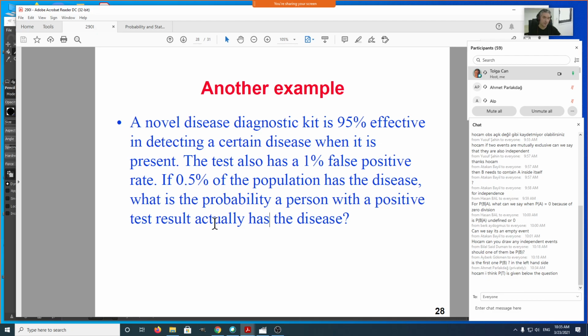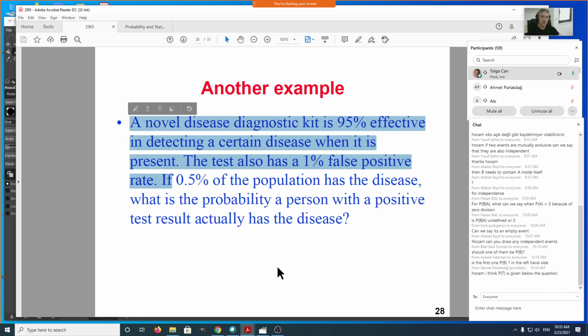This is not given. This PT basically means that if you just select a random person from the population and test them without knowing they have the disease or not, what is the probability that the test result is going to be positive? We're not given this information. All the information that is given in the first two sentences is how the test diagnostic kit results if we know that the person has the disease or if we know that the person does not have the disease. So all these PT and PT prime are given conditional on the disease.